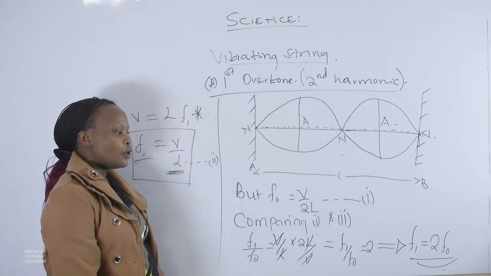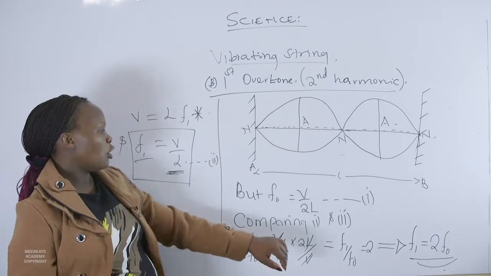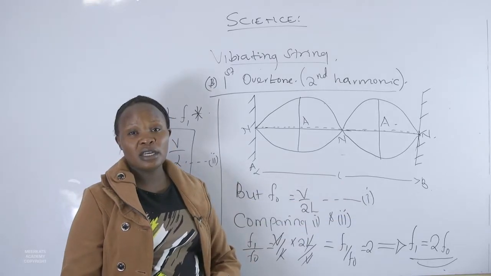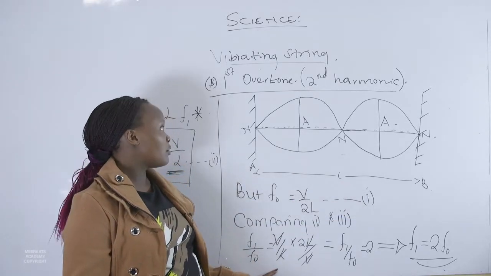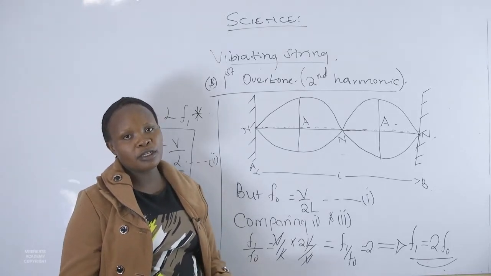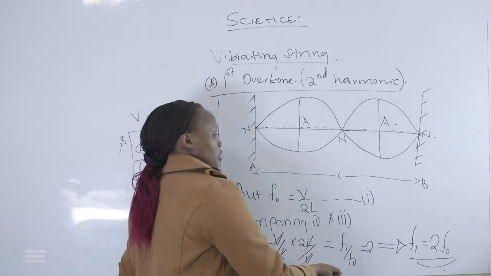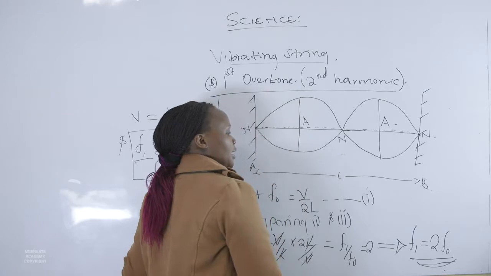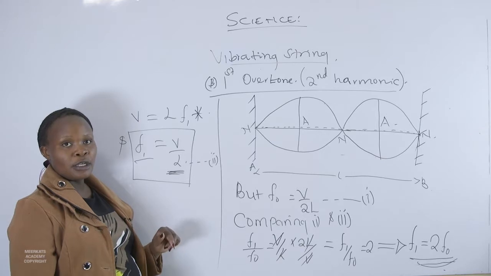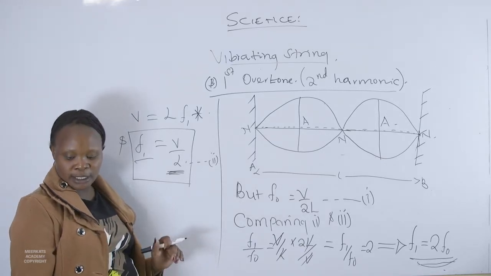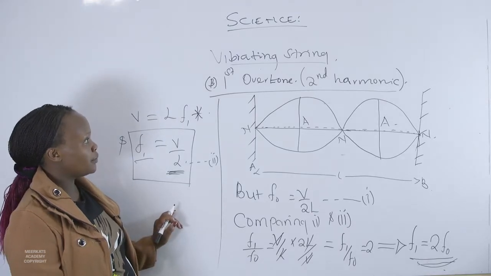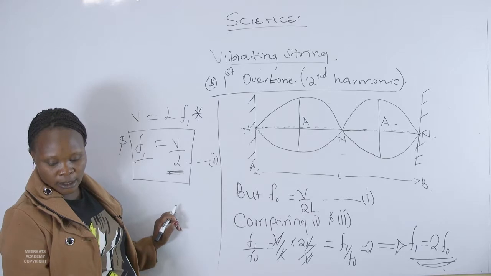Therefore, if you had an expression of the fundamental frequency, you need not derive that of the first overtone. Rather, you can just substitute and multiply your results by 2, and there you will have landed onto the frequency of the first overtone, which we must appreciate is our second harmonic.